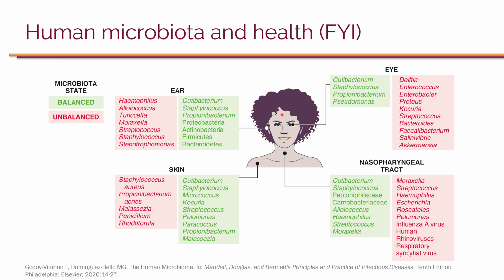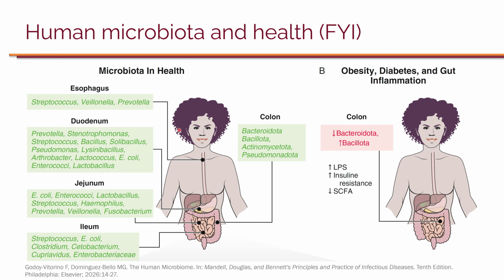So for example, you can think of pretty much different sites in the body, and you can have a balanced microbiome, and then you can have an unbalanced one where the microbiome is interrupted and other organisms have been growing in that area. In fact, the most studied part of the microbiome is perhaps the GI tract. So you can see from the esophagus to duodenum, jejunum, ileum, and the colon, there are a number of healthy organisms that we anticipate a healthy person to have.